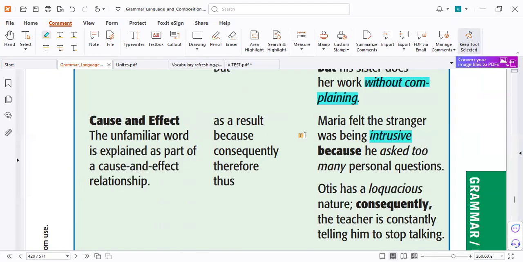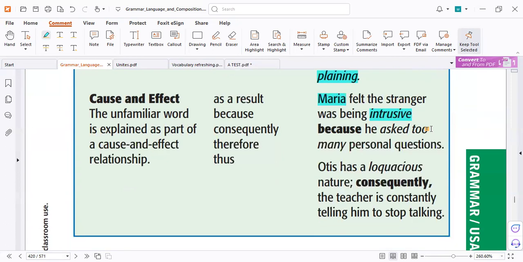I need the context meaning because he asked too many personal questions. That means this person interfered. Maria felt the stranger interfered in her life. You see, intervene in her life.